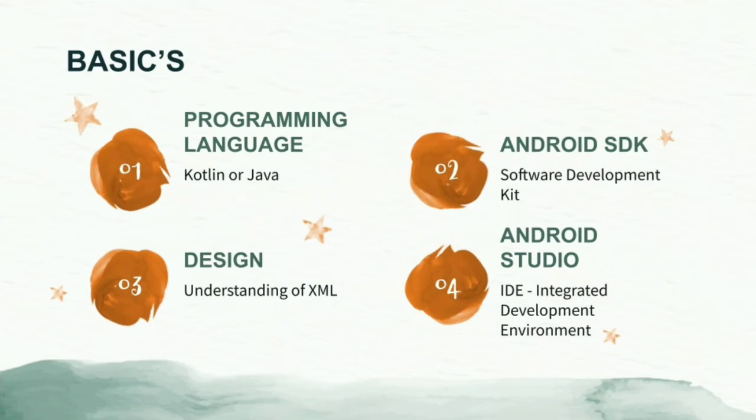So first and foremost thing is a programming language. You can use Kotlin or Java, most preferably Kotlin. And then the second one is you need to know about Android SDKs. So it's a software development kit. And then a design. So you need to know XML. And then the fourth one is the Android Studio. So you need to know the tool which is used to develop the Android applications.